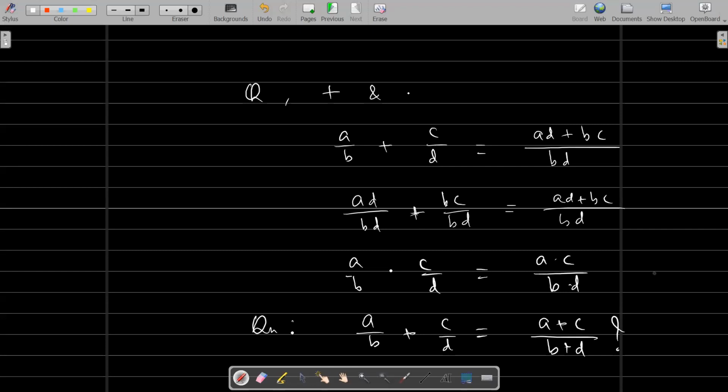Because if the denominators are different, you can't add them. Why? I don't know. So that's the question. Why can't we define it this way, a plus c upon b plus d? Yes, Bhairav. Someone else is also raising a hand.